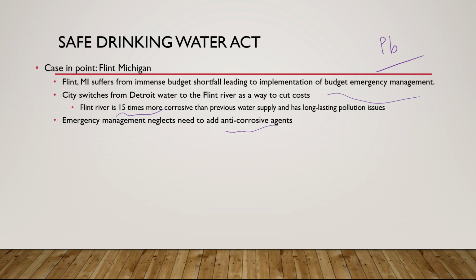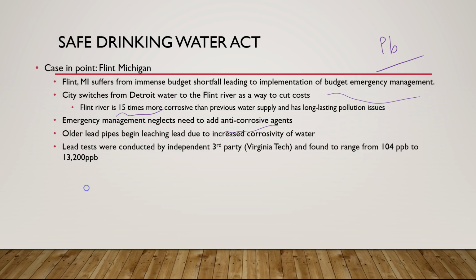All right, so they didn't add that, and as a result, the older lead pipes began leaching lead due to the increased corrosivity, and they started noticing higher lead levels, right? People were actually getting chunks of lead coming out because the pipes were getting so corroded. People started doing some independent lead tests, which led to some actual university folks coming in, and they found between 104 to 13,200 parts per billion, depending on where they were in the city and where they were drawing water from.